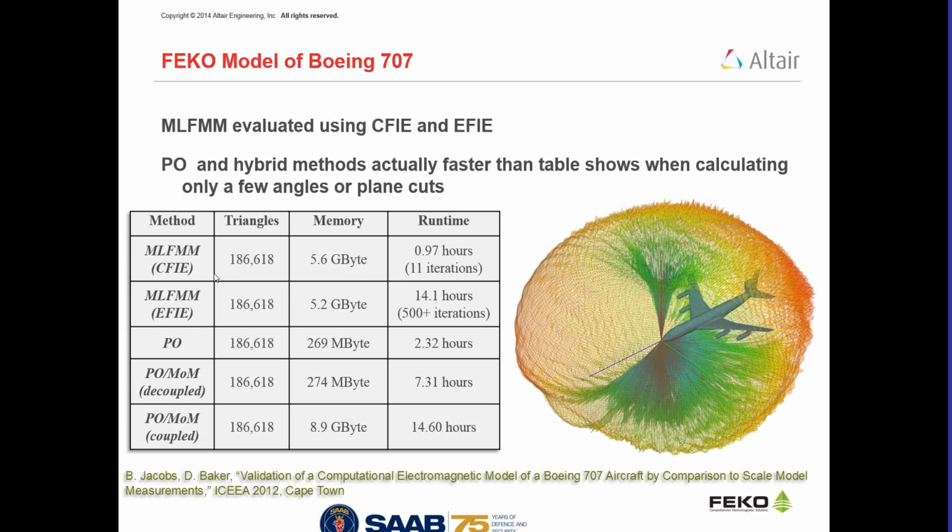So obviously it makes sense to use CFIE and solve the problem in 1 hour rather than waiting for 14 hours, because you may get the same accuracy between the two methods, but it solves much faster using CFIE. And of course you can also go to physical optics, which if you just use physical optics, is solved in 2.3 hours. You can also apply meta moments to the antenna and use the decoupled one.